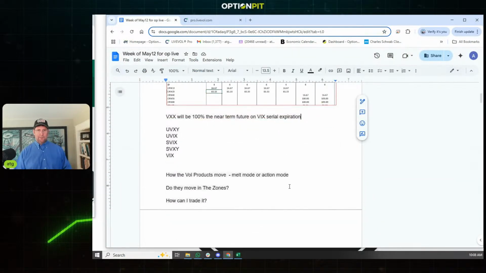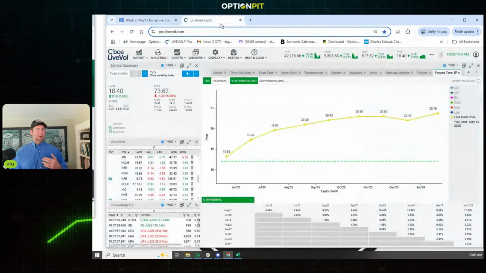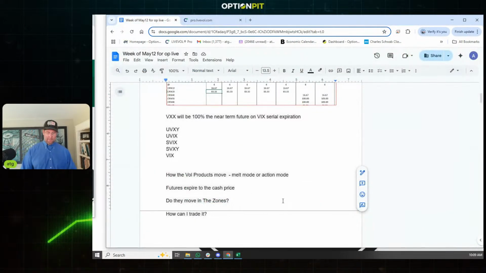So when we're saying how the vol products move, if you think about it this way, futures expire to the cash price. Expire and assign if assignment is in place. So there's no early assignment with VIX. This is what you call European exercise. So they only are going to expire on what day?